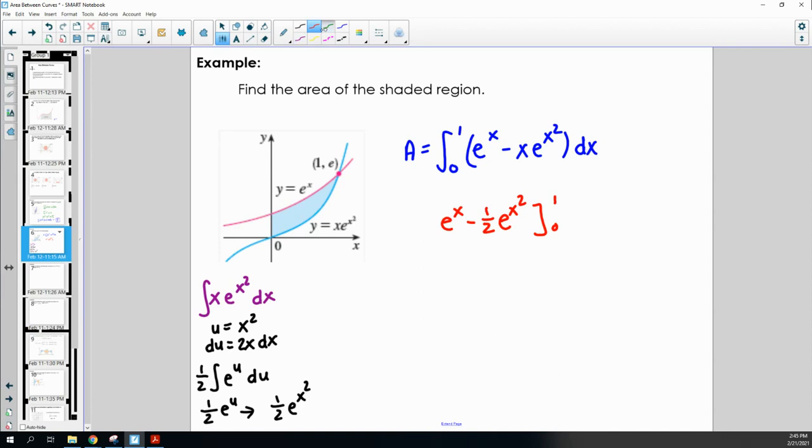So what I'm going to do here is just plug the 1 in. So I'm going to have e to the first power, which is e, minus 1/2 e to the first. So that's minus 1/2 e. And then we have to plug in 0. So e to the 0 is 1. And then minus 1/2 e to the 0. So that's just half. And then we end up getting 1/2 e minus 1/2.